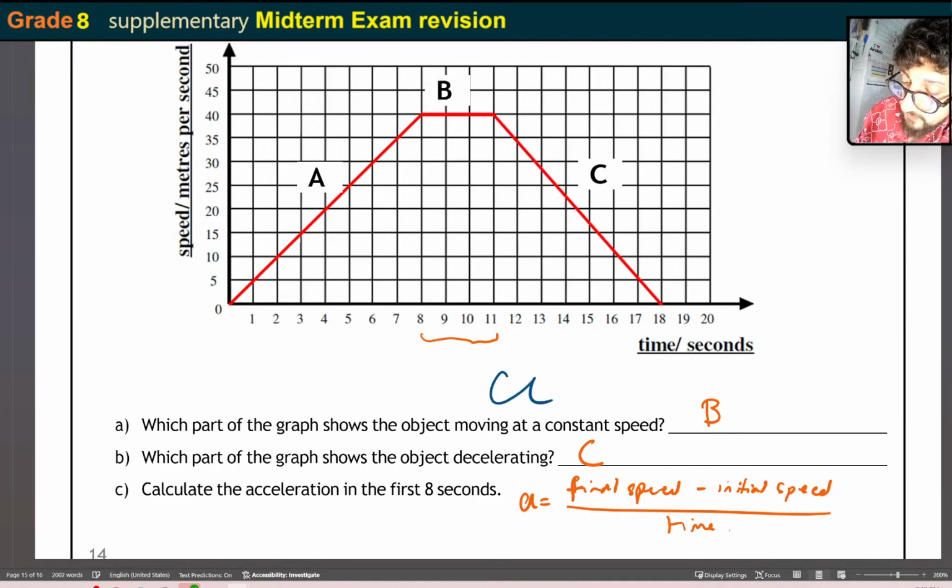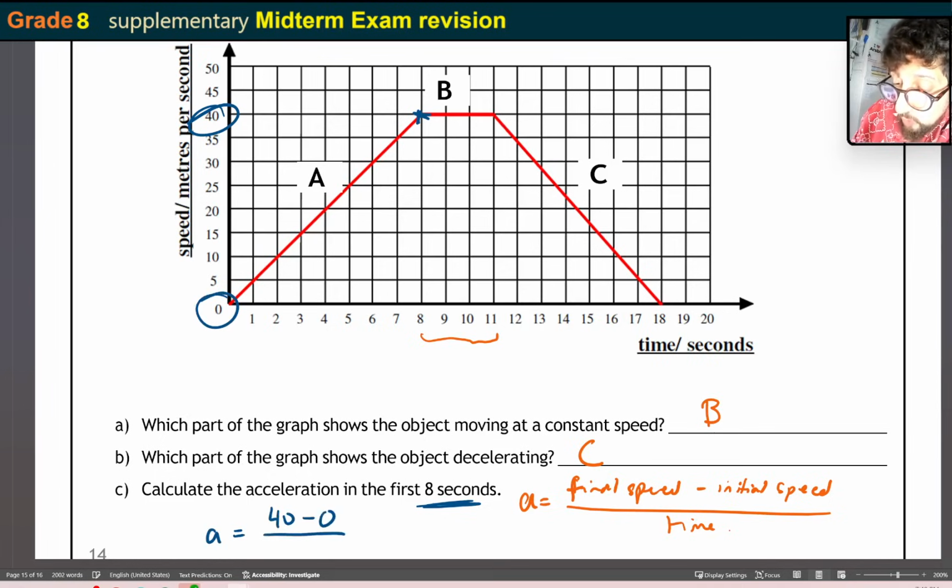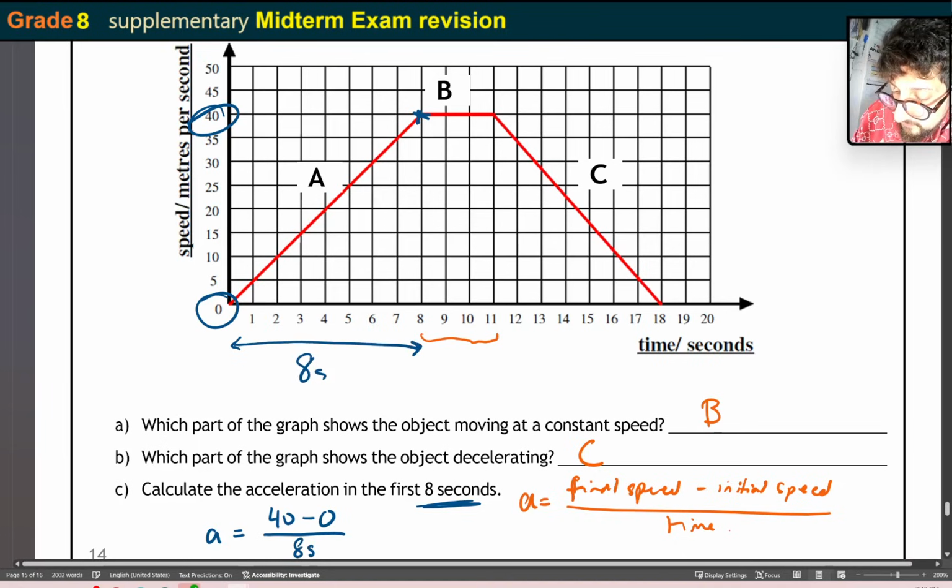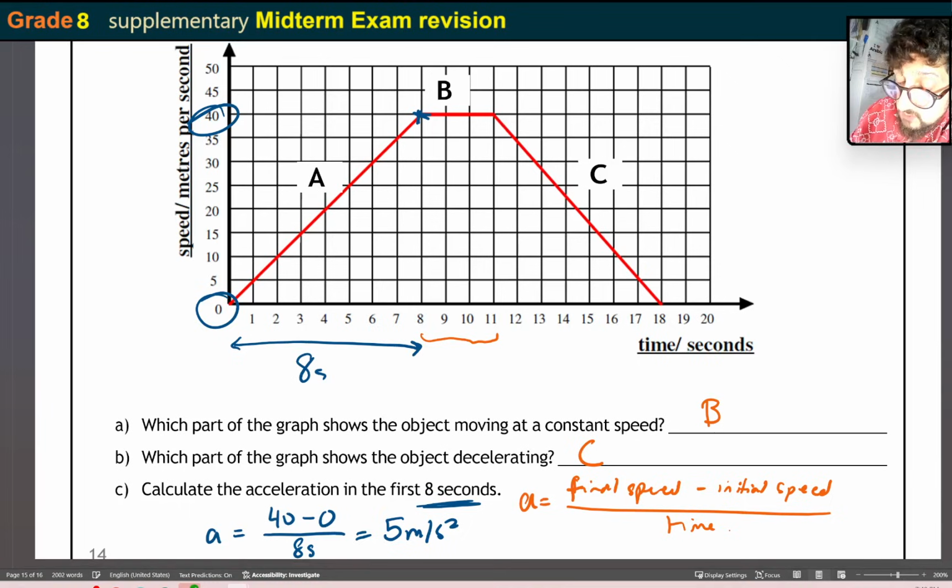Yeah. So what is the final speed? Remember they're talking about the first 8 seconds. So part A. What is the final speed? The final speed is over here. It's 40. What is the initial speed? It's 0. Acceleration is going to equal 40 minus 0 all over the time, which is 8 seconds, which equals 5 meters per second squared. That's what the acceleration is.